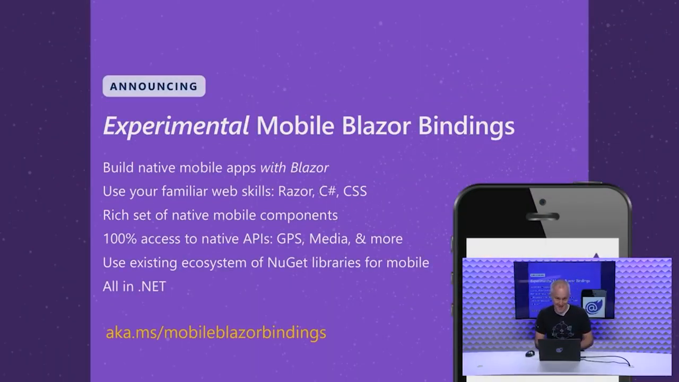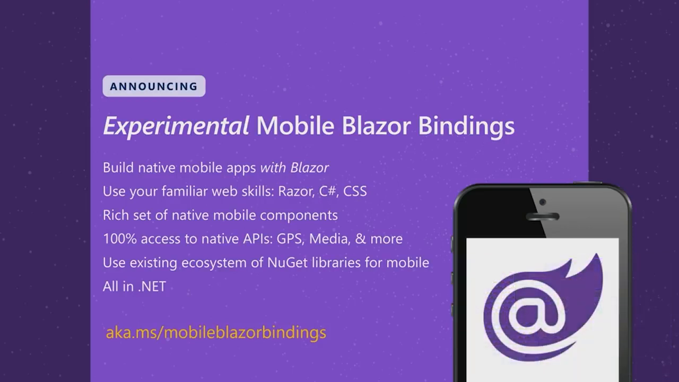I'm also really excited to announce a new experimental project for Blazor Native. The experimental mobile Blazor bindings is a new experimental project that we just made public today that lets you build fully native apps with Blazor. It includes a complete set of native mobile components for both Android and iOS. It gives you 100% access to native APIs like GPS, Bluetooth, media, and more. You can use existing .NET libraries from your Blazor native application, all done with .NET.